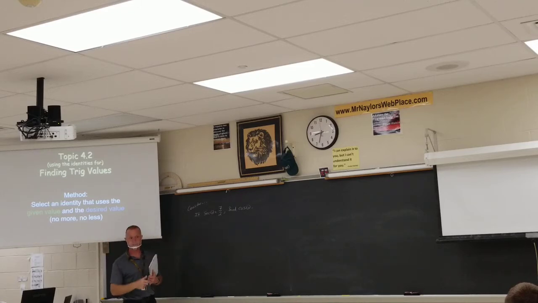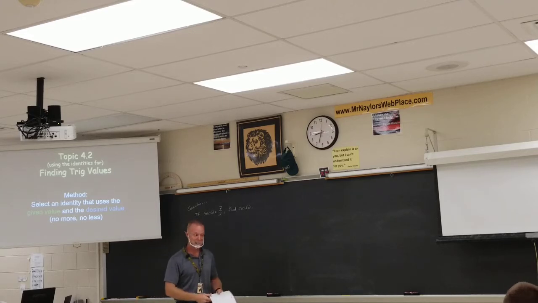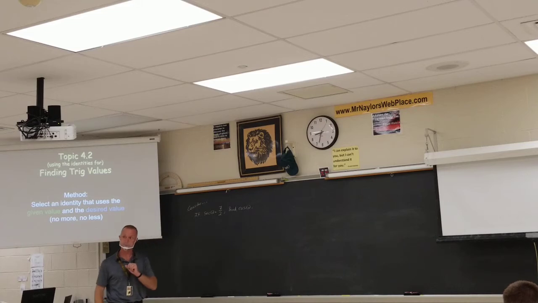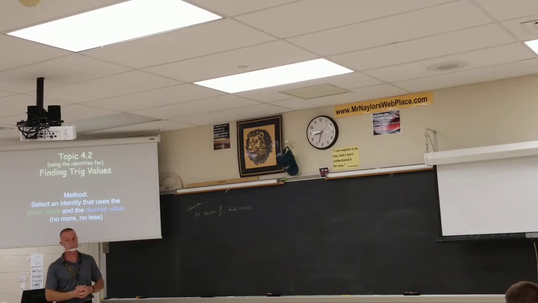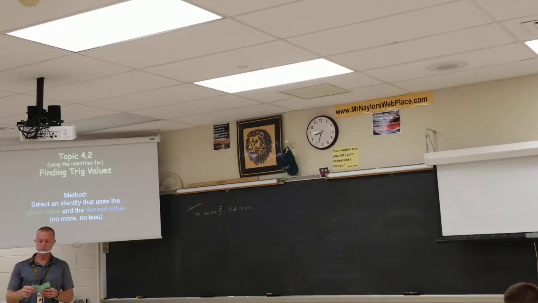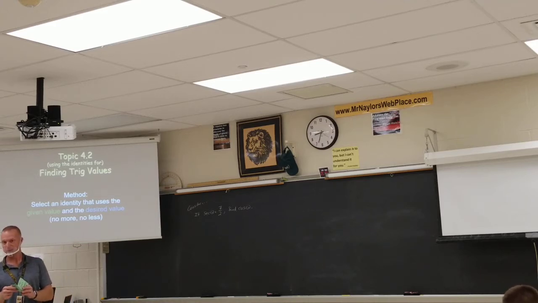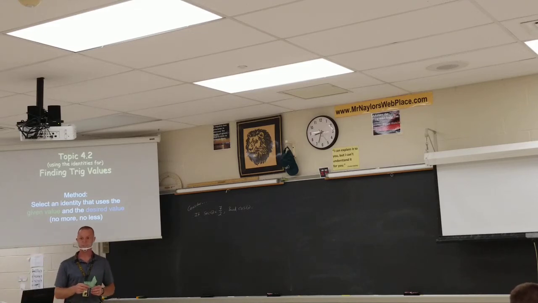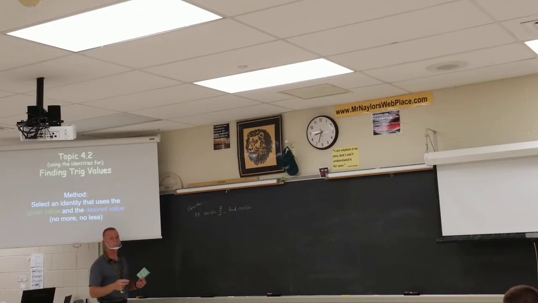Now, in your identity book, and you actually want to look in it, you want to find an identity that uses secant and cosine. Are you tracking with me? You want to find an identity that uses secant and cosine. Okay, now you don't have to look too far. Probably the way that you wrote your book, you wouldn't have to look too far, like only page 1. And you should find an identity that uses secant and cosine.